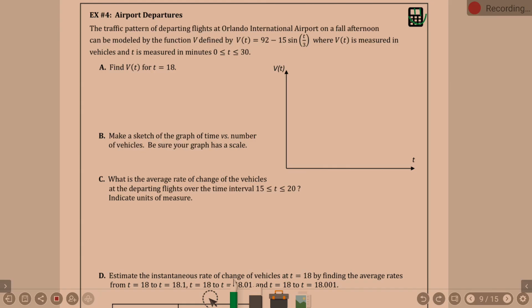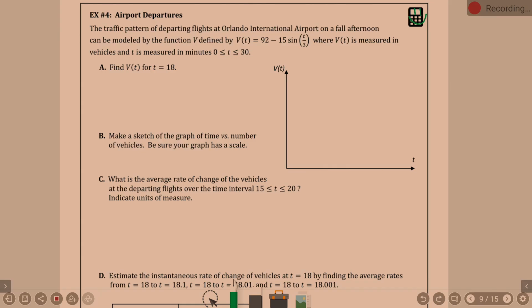The traffic pattern of departing flights at Orlando International Airport on a fall afternoon can be modeled by the function V, where V of t is 92 minus 15 sine of t over 3, where V of t is measured in vehicles and t is measured in minutes. Okay, easy part to begin with: find V of t for t equals 18. What are we doing there? Plugging in 18 for t in the equation.